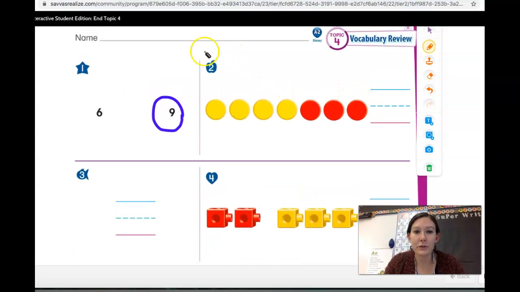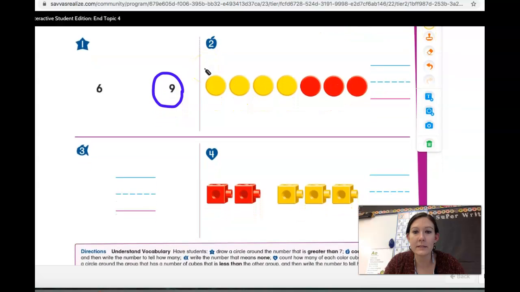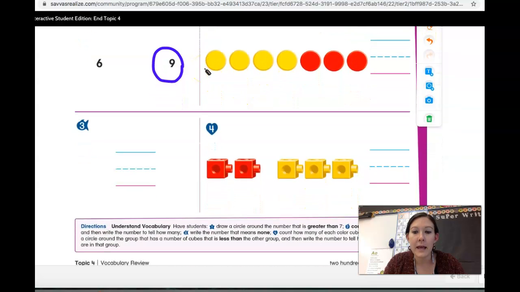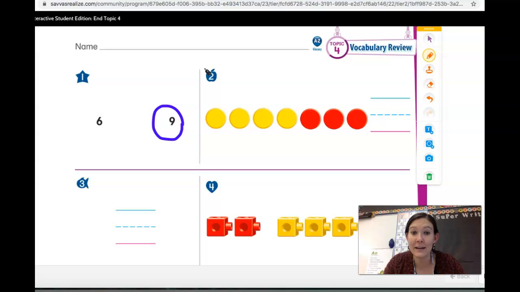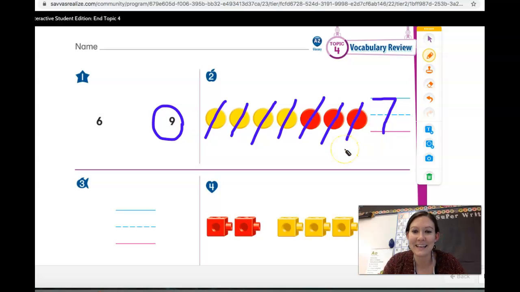All right, for number 2 apple, that's this one right here. We're going to take a look at those counters. And I want you to count the counters and then write the number that tells how many. And I want you to count all of them, the yellows and the reds. Let's do it. 1, 2, 3, 4, 5, 6, 7. 7 counters across the sky, down from heaven. That's the way we make a 7.